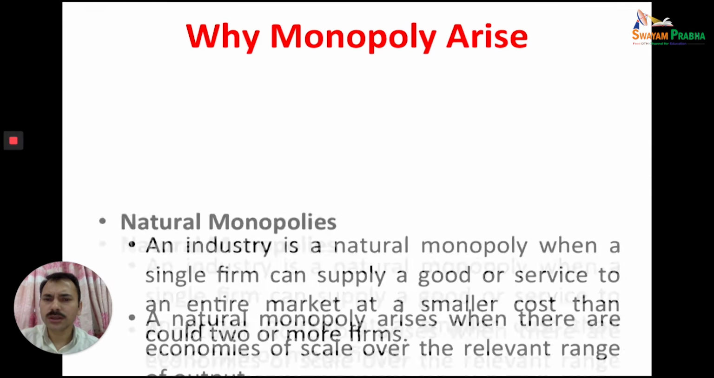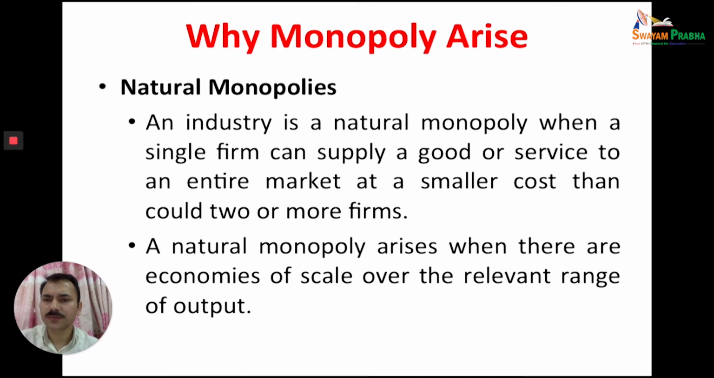Now, next is the natural monopoly. I have already stated: an industry has a natural monopoly when a single firm can supply goods or services to the entire market at a smaller cost than two or more firms could. When a particular industry is able to control the market and sell the product at a lower cost, which other firms cannot produce, this is called natural monopoly.